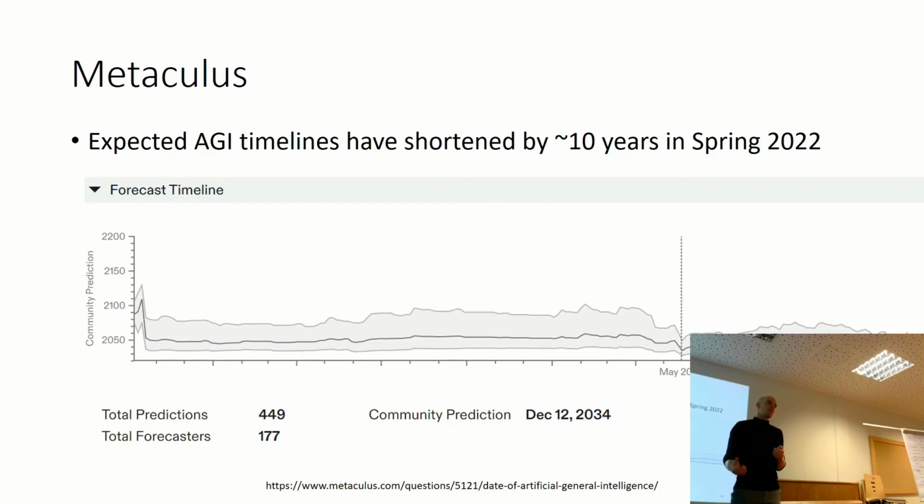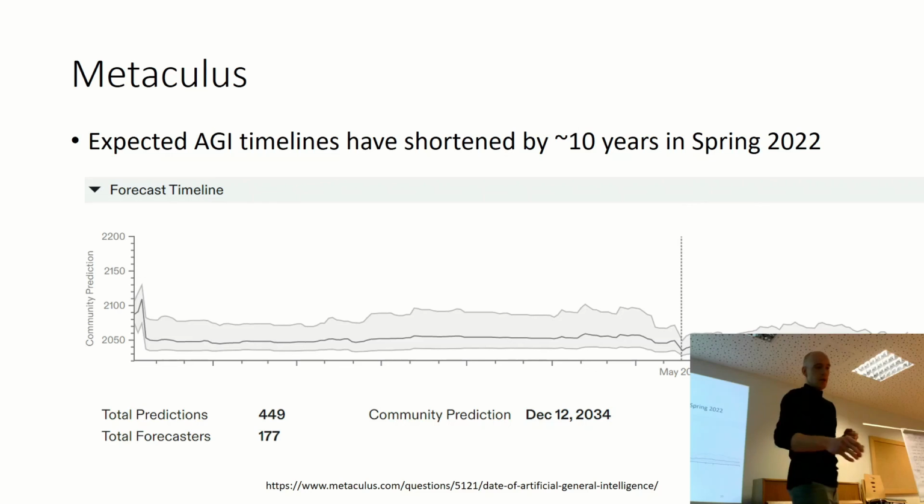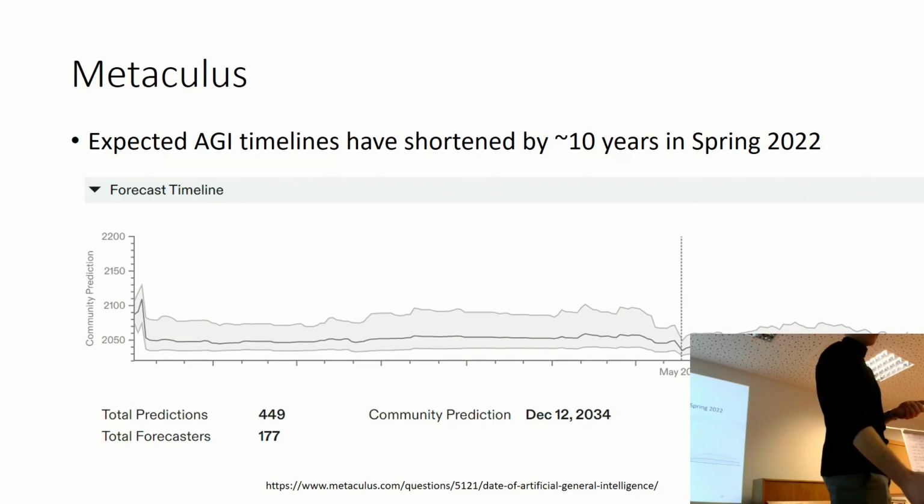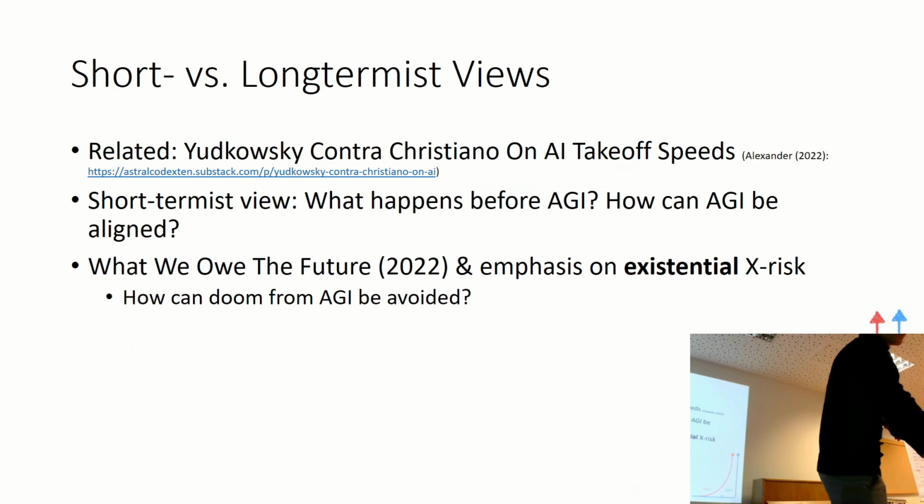So there's been a collective shift in people's timelines as a response to, and interaction with, the narrative of, hey, maybe we cannot align AI. And the expected overall AGI timelines by people on Metaculus, which has, of course, a huge self-selection bias, have shortened by 10 years, just in that spring of 2022.